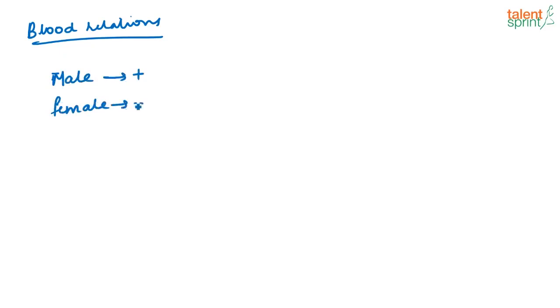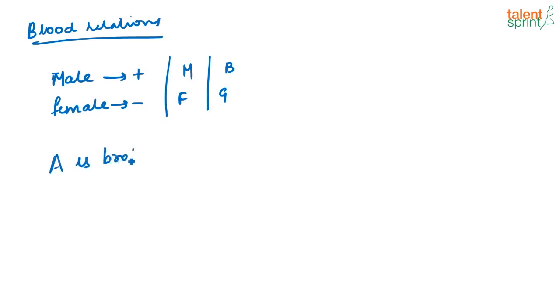I leave it to you to decide whether to use this notation. If you are comfortable with M for male and F for female, or B for boy and G for girl, whatever. Whichever notation you are using, stick to that. That's all that is required. Then now, in the question, if they are saying that A is the brother of B, how do you represent that?